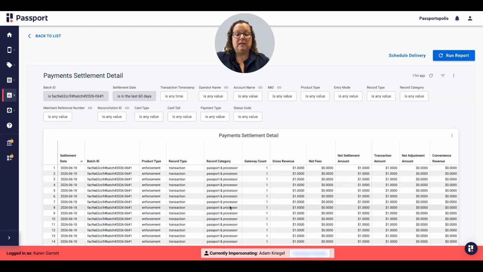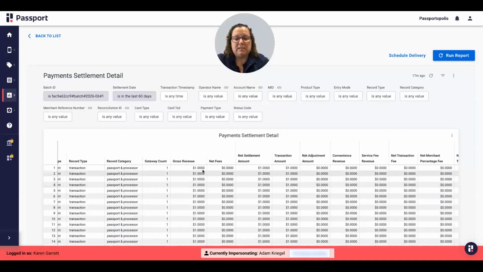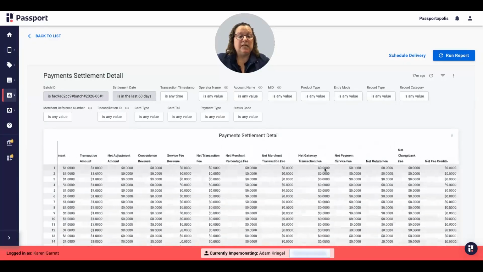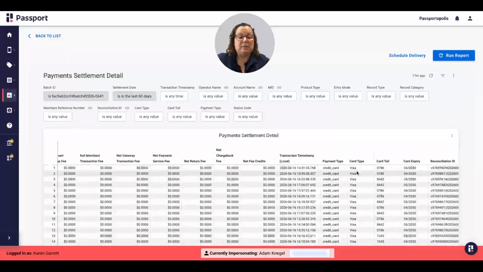every transaction that occurred that was part of that batch, which equates to being part of that ACH deposit, as well as at the transaction level, the gross revenue, the net fees that were paid out, what the convenience fees were for that transaction, if there were any chargebacks, any adjustments that were made, the type of credit card that was used, the credit card tail. It surfaces all the information you need in this report that ties to that ACH deposit made to your bank.